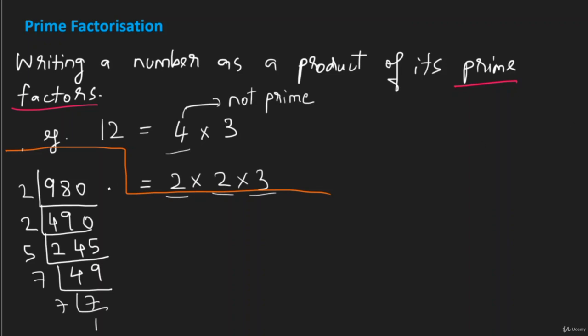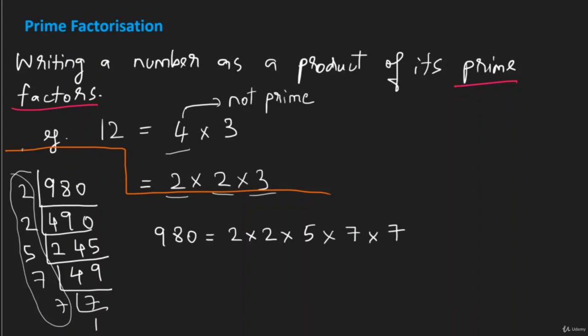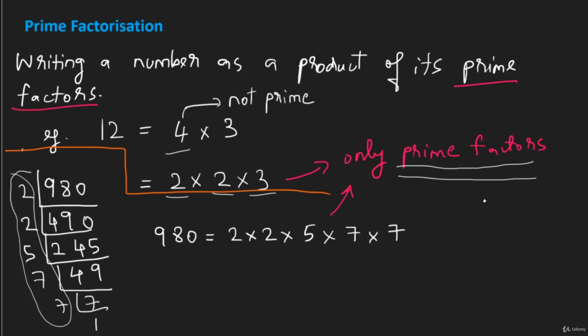Now 980 will be the product of all these numbers, the numbers that you have taken out. That is 980 is equal to 2 into 2 into 5 into 7 into 7. You can note that in these two cases, we have only used prime factors, right? That's an essential criteria when you prime factorize a number.